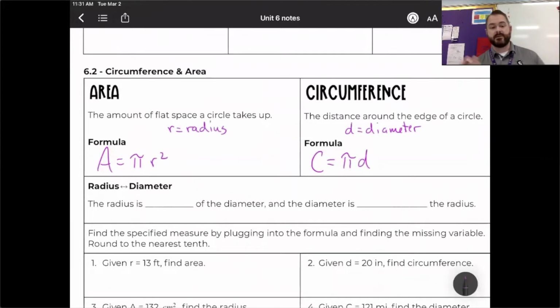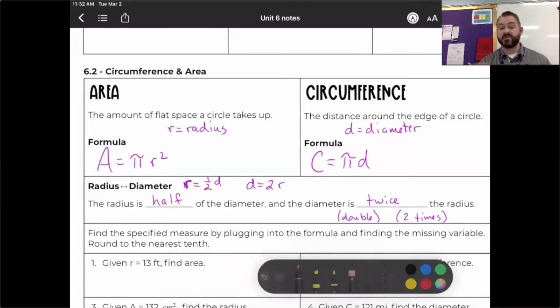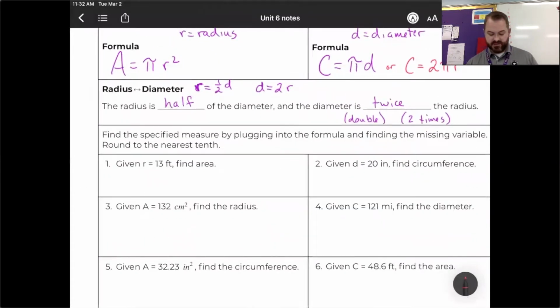But first, I want you to look at the relationship between radius and diameter. A radius is half of the diameter of a circle, and the diameter is double, or twice, or 2 times the radius. Diameter equals 2 times radius. Radius equals half of diameter. So we also could write our circumference formula as circumference equals 2 pi r. That's another circumference formula you might see and use. So we're going to start off just with some basic examples where we use those formulas to calculate some measures.